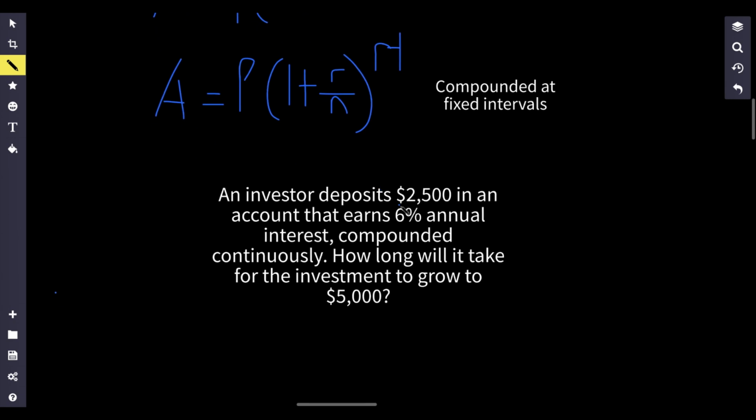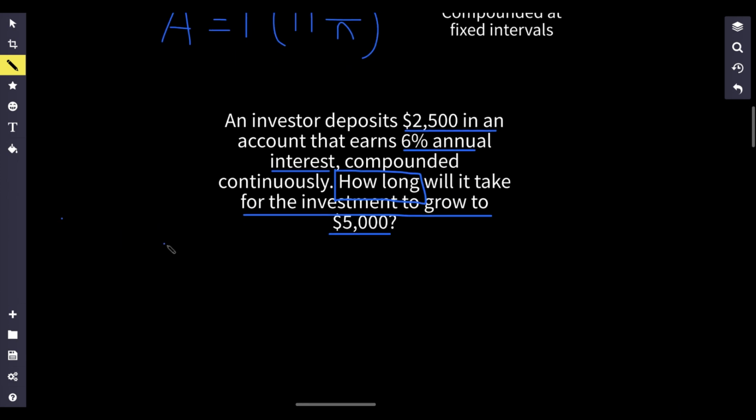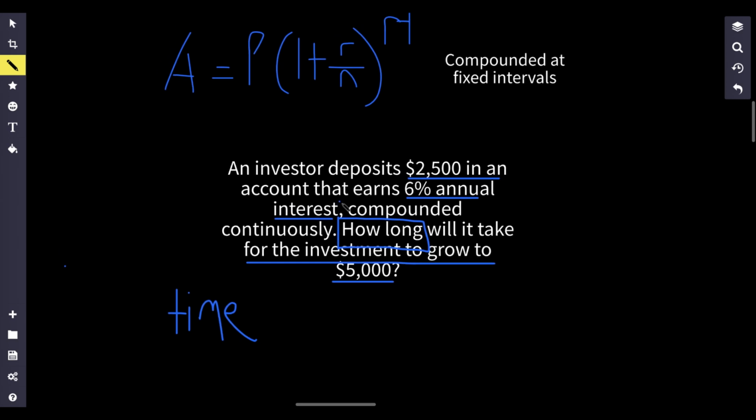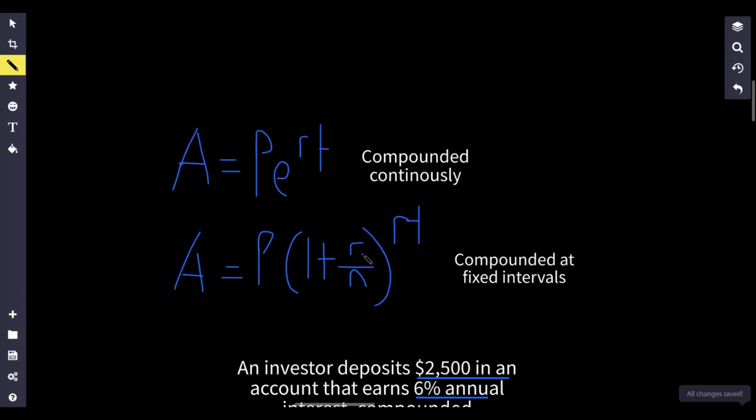Investor deposits 6% annual interest, compounded continuously. How long would it take for the investment to grow to $5,000? Now, when you hear this key phrase, how long, this represents that you're solving for time. We're trying to find out how much time has to pass for the investment to grow to $5,000. And because this is compounded continuously, we're going to use this top formula.